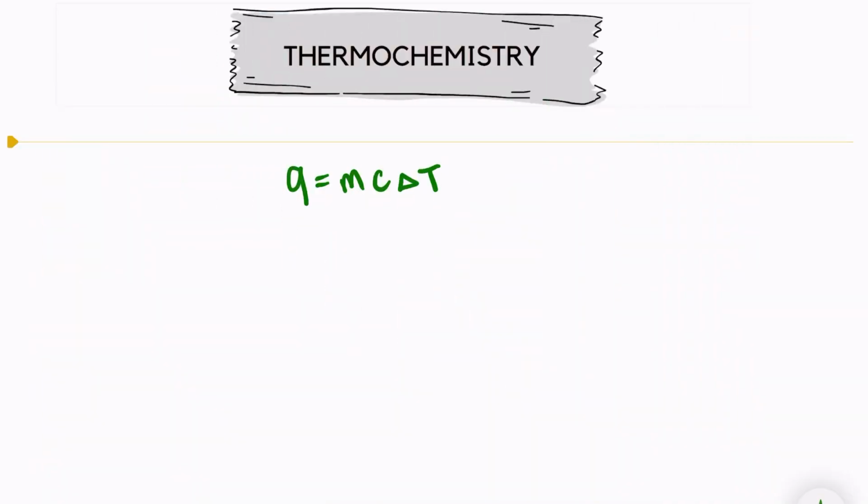Hi, welcome back. In this video, we're going to go over the equation for heat and how to calculate how much heat is absorbed or released in a reaction given some variables. So we need to know what this equation means. Q equals mc delta T.